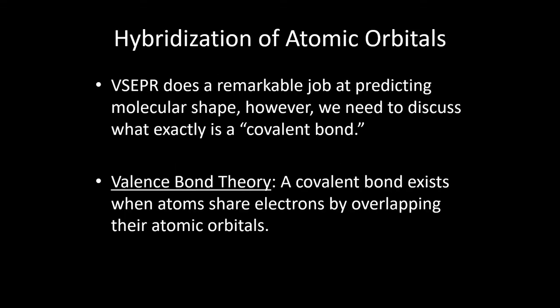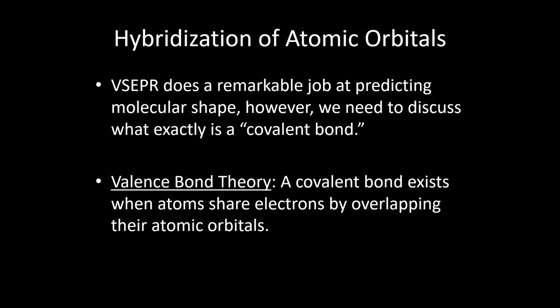All right, let's talk about the last topic here for this class, hybridization. So VSEPR, we discussed that a couple videos ago. This does a remarkable job of predicting molecular shape. However, we need to discuss what exactly is a covalent bond. So valence bond theory is a method that you can use to describe how covalent bonds are formed.